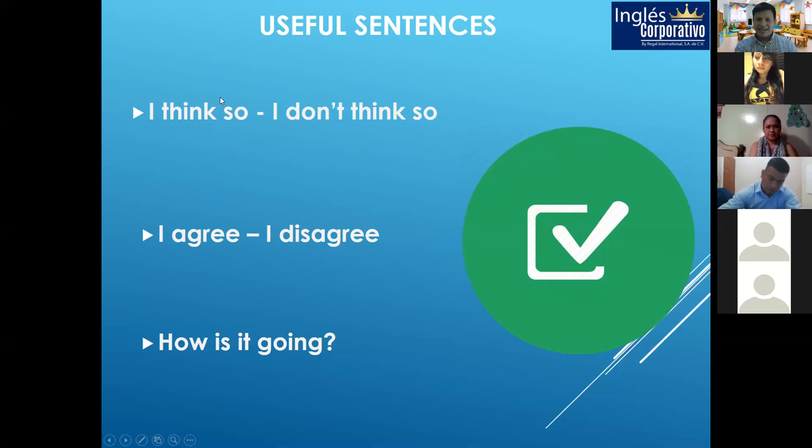Okay, very good. I really like these sentences. These are really useful. Son muy útiles, chicos. You have to learn them. Tienen que aprendérselas. I think so. Creo que sí. Teacher, I think so. Aunque no me quede en la cabeza, but teacher, I think so. Okay, I don't think so.